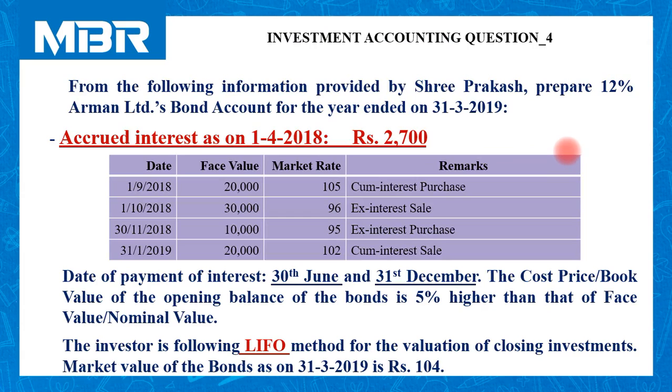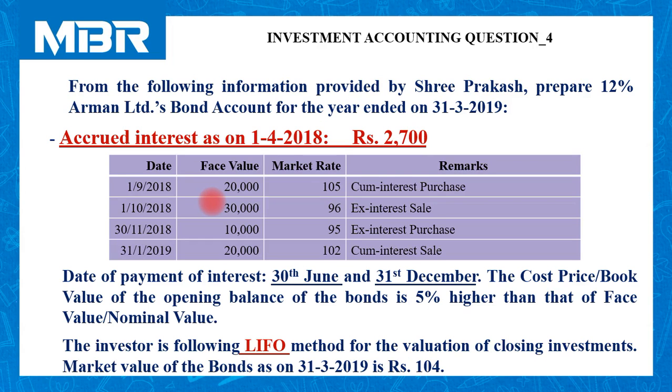From the following information provided by Shri Prakash, prepare 12% Arman Limited's bond account for the year ended on 31st March 2019. Information related to accrued interest as on 1st April 2018, that is the opening balance, rupees 2,700, is given. On 1st September 2018, cum-interest purchase for the face value of rupees 20,000 at the rate of rupees 105. On 1st October, ex-interest sell at the rate of rupees 96 for the face value of rupees 30,000.